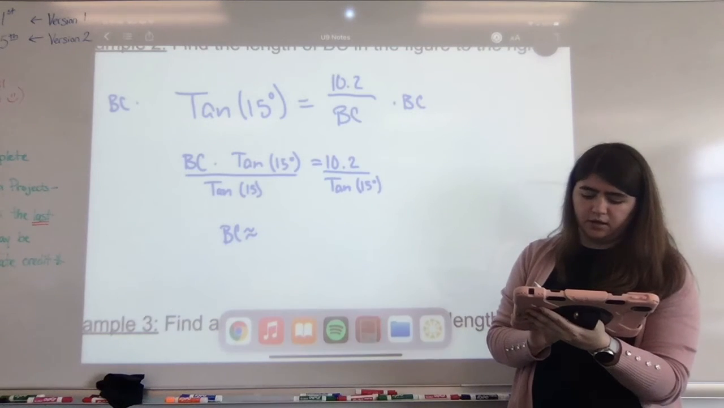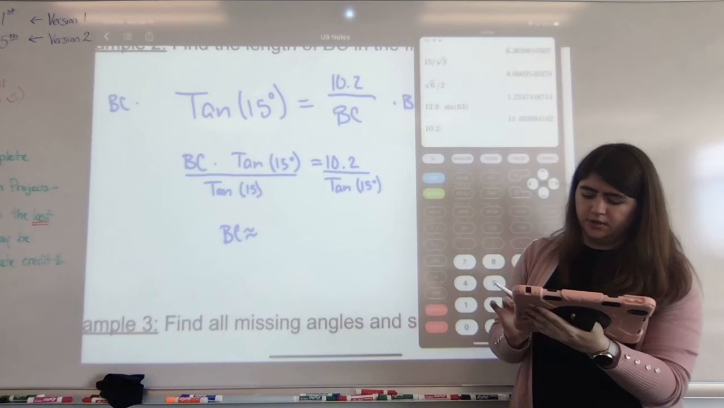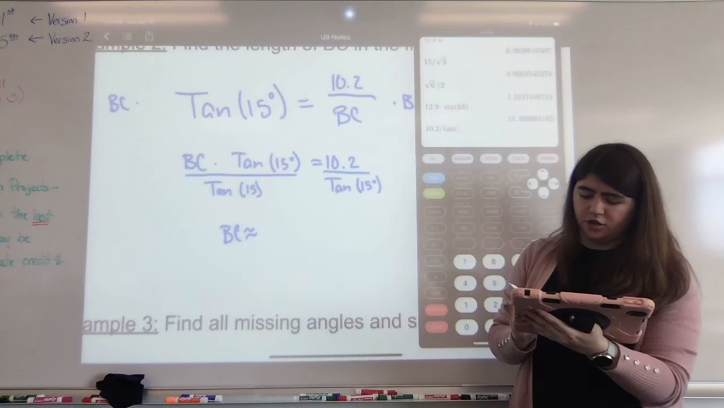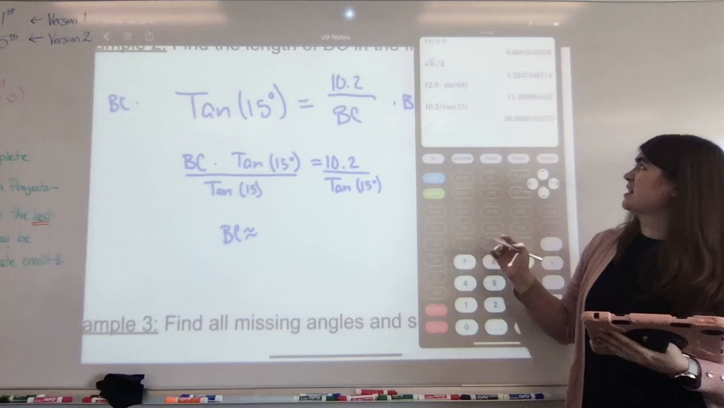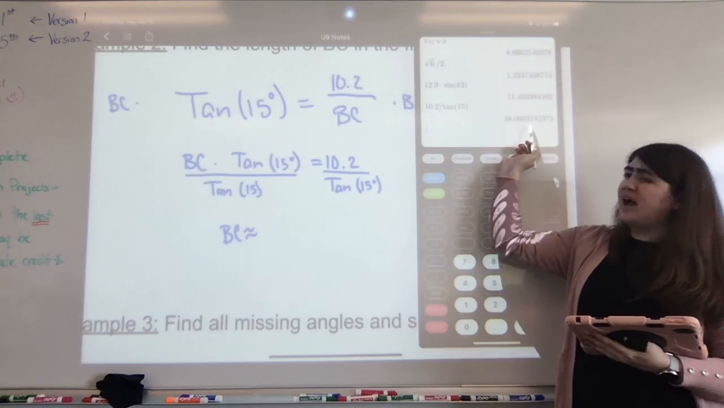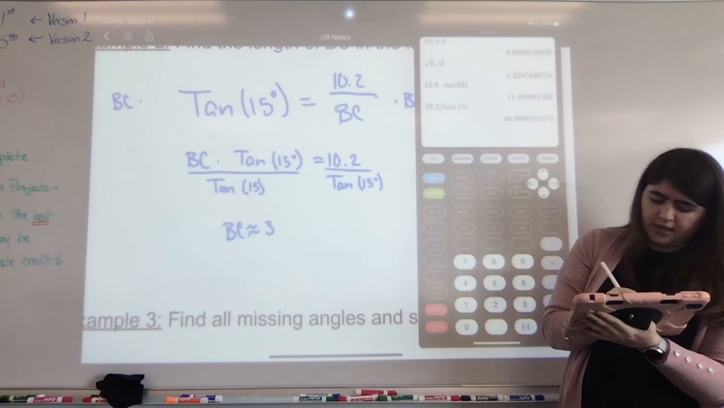So I'm going to pull my calculator back out. I have 10.2 divided by the tangent of 15 is equal to 38.0669. 6 is high enough to round us up, so BC is approximately equal to 38.07.